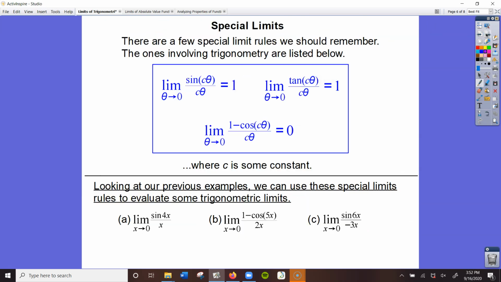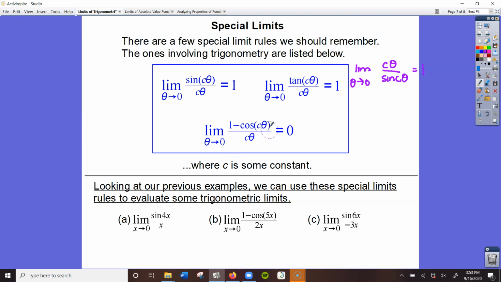So these are my special limits. We have the limit as sine of some constant times theta over some constant times theta is equal to 1, or you would divide those constants. And the same goes for tangent. So if you have tangent of x over x, it's equal to 1. Now this also applies to its reciprocals. That means that the limit as theta is approaching 0 of some constant times theta over sine of some constant times theta would also equal 1. And the same applies for the tangent function.